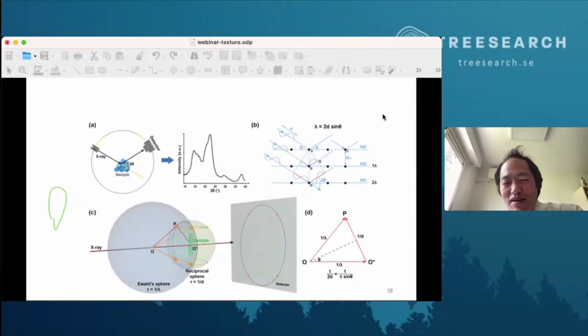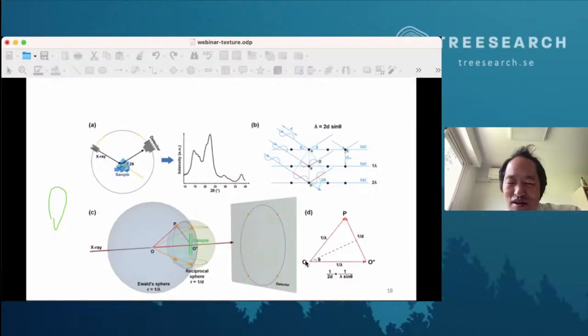Now, drawing this plane a lot of the time is quite tiring. So what we want to do is to simplify what we have drawn. If you draw a figure like this, you have a sphere where the radius is the inverse of the wavelength. And we had defined the reciprocal vector, where the length is 1 over d, and which is perpendicular to the plane of the crystallographic lattice.